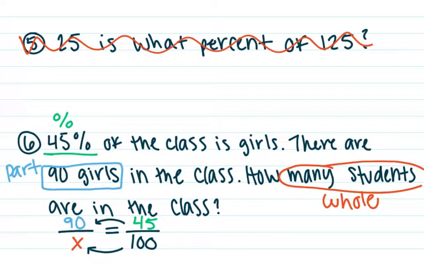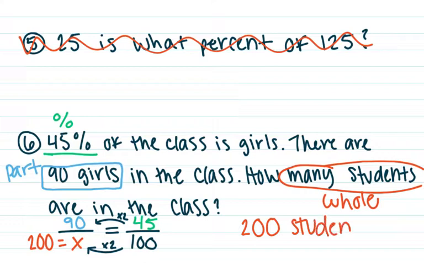So what do I do to 45 to make it 90? I am going to multiply it by 2. And if I do that on the top, I also have to do that on the bottom. So 100 times 2, that is 200. So our answer is there are 200 students in the class. So boys and girls together, there are 200 students.